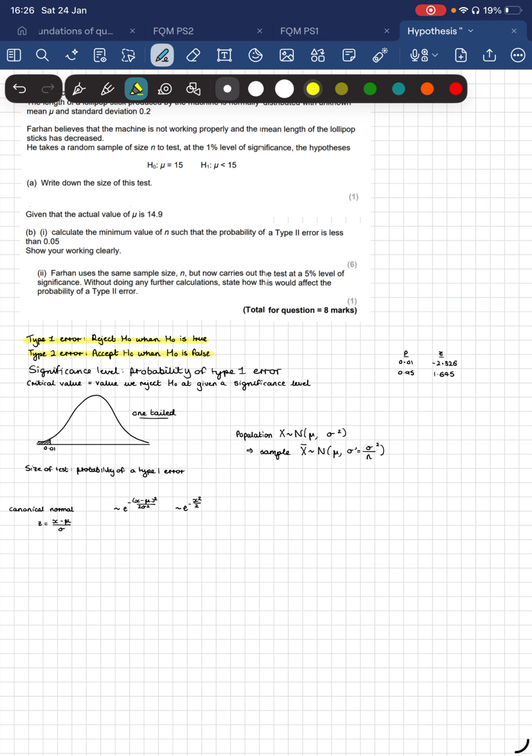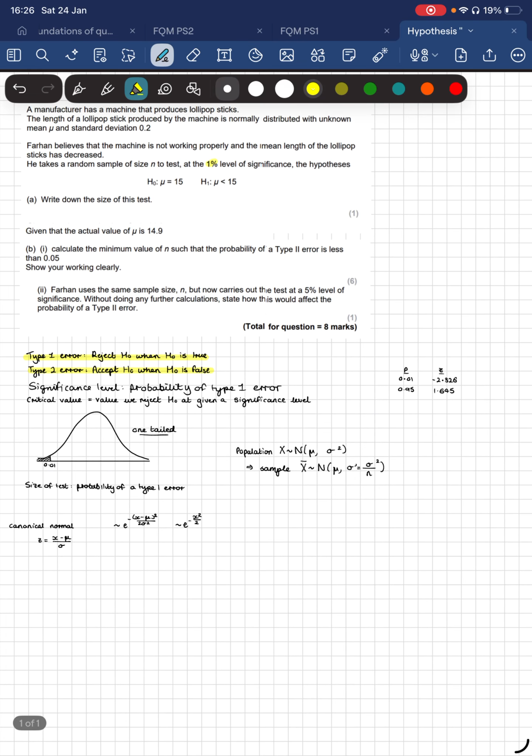The significance level is defined to be the probability of a type 1 error. That's by definition what it is. So in this specific question, a 1% level of significance means that we want there to be a 1% probability of a type 1 error, that is, that we reject H0 when H0 is true.